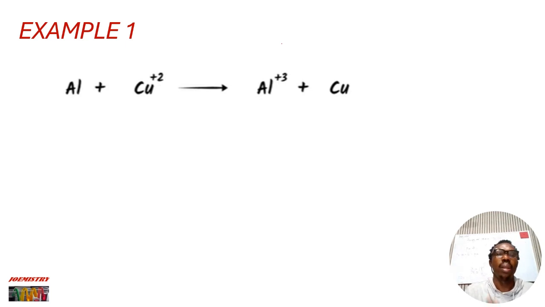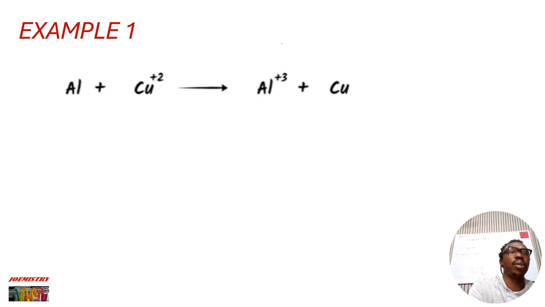Having considered the rules for balancing of simple ionic equation, we want to apply the rules in balancing the example before us. So this is a simple ionic equation. We're going to apply the rules step by step to balance this simple ionic equation. The first step is to write the oxidation number of each element or ion that is present.